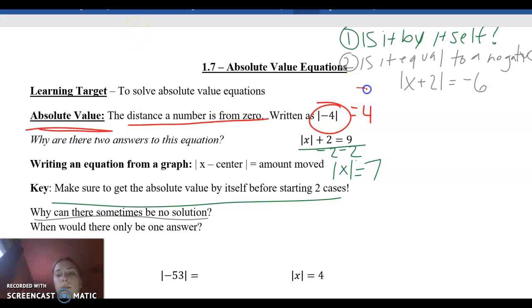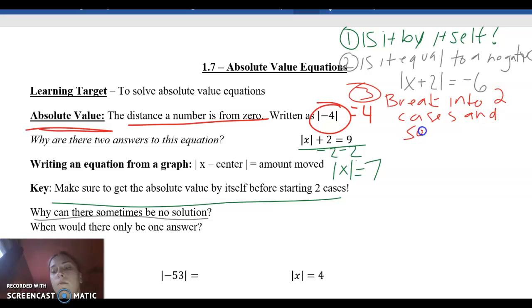And then the number 3 question we want to ask ourselves: if we've answered questions 1 and 2 and we still have a problem to solve there, we can break into 2 cases and solve. So we want to break whatever is on that right side into that negative number and that positive number, and we can solve.